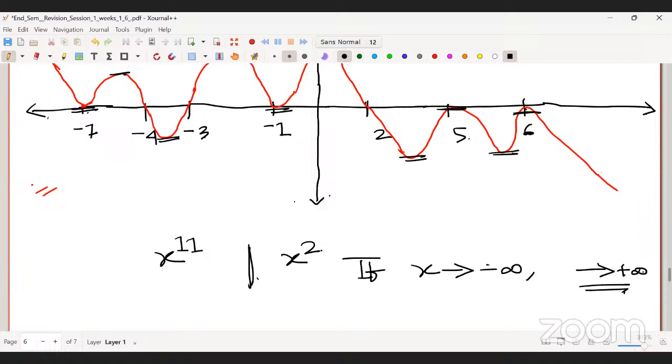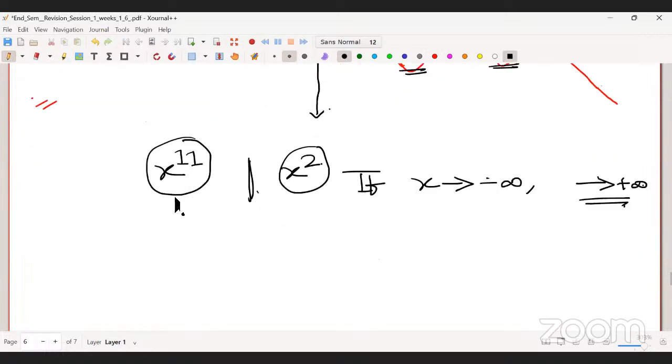No, for x square and x power 11, you are saying? Yes, sir. For x power 11 and for x square, in both the cases it will go to plus infinity on the right hand side. Yeah, you are correct. I understood that end behavior, sir. So again, it depends on the power. The end behavior actually depends on two things: one is this power, as well as its coefficient.